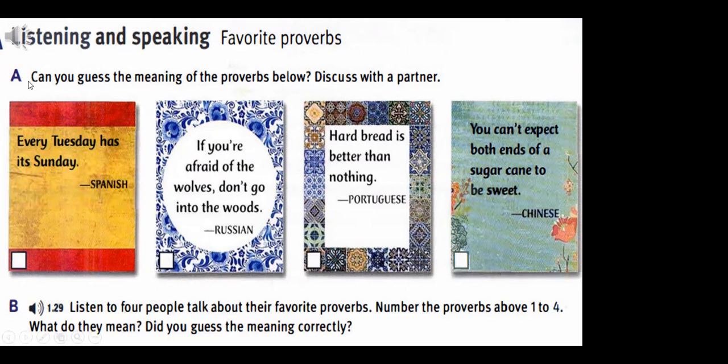Page 29, lesson D, Proverbs 2, listening and speaking. Favorite proverbs. B, listen to 4 people talk about their favorite proverbs. Number the proverbs above, 1 to 4. What do they mean? Did you guess the meaning correctly?